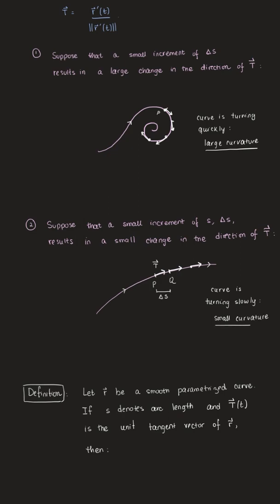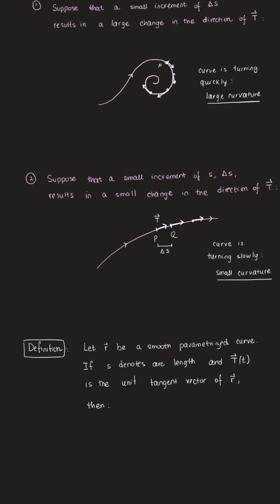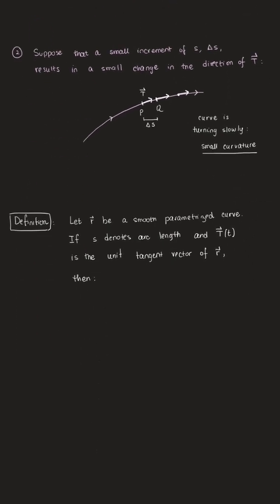All right, now that is just an intuitive idea of what curvature means. Again, it is how quickly our unit tangent vector is changing along the arc length of the curve. So let's look at a definition that's now a little bit more formal. Let's suppose that we have a smooth parametrized curve, r of t. Smooth means, remember, that the derivative is not 0. We also want r to be differentiable. And let's suppose that s denotes the arc length and T is our unit tangent vector.